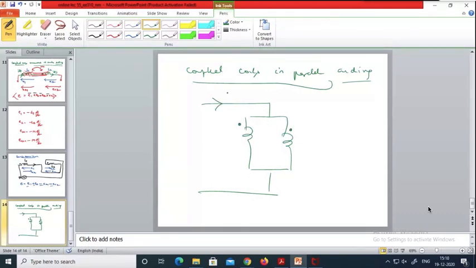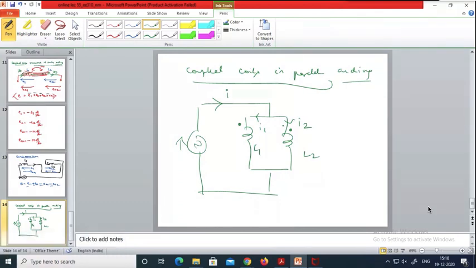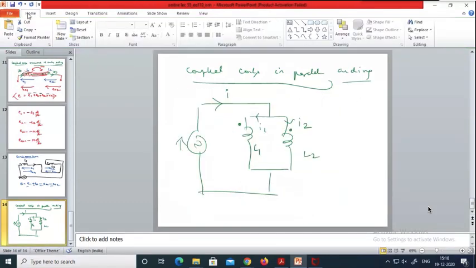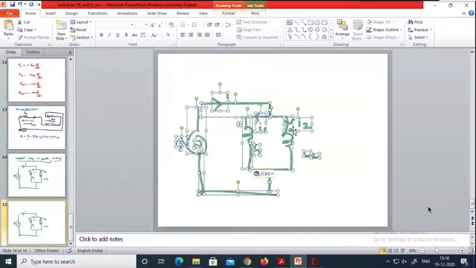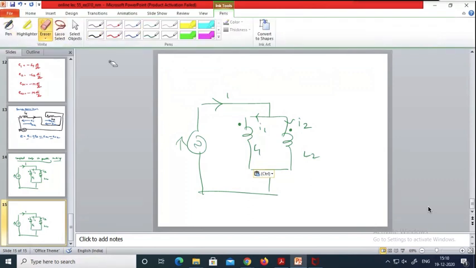So what happens here? I is coming here. So I1 here and I2 here. So this is L1 and this is L2. What is happening here? Both the currents are entering the dotted terminals. Okay, so the other way around, you can change the circuit. So what would happen? I'll change the dotted portion here.